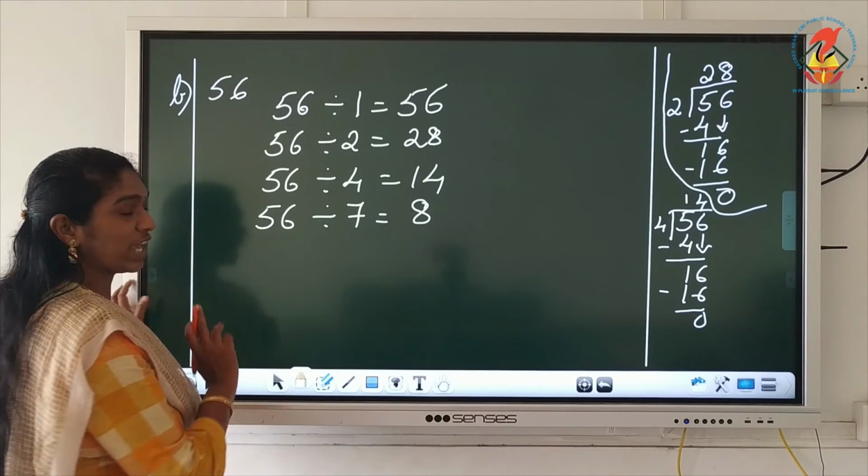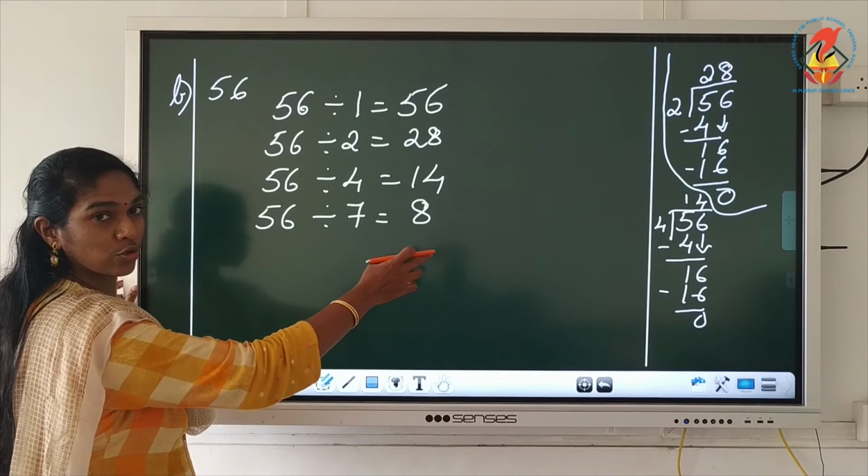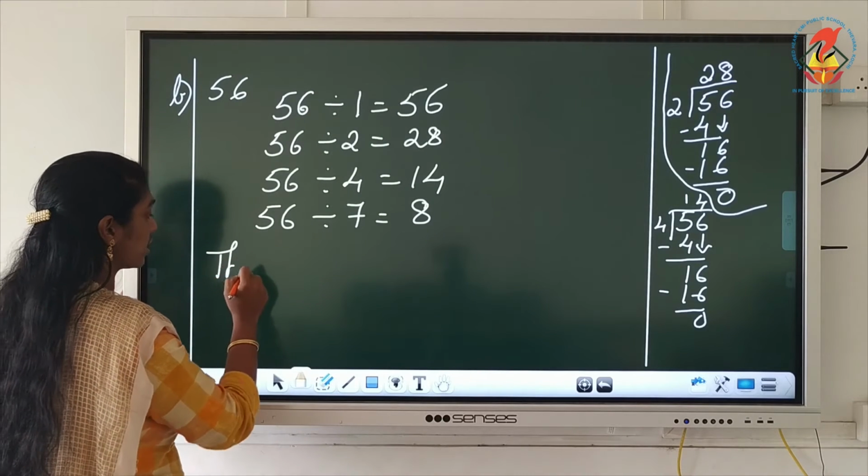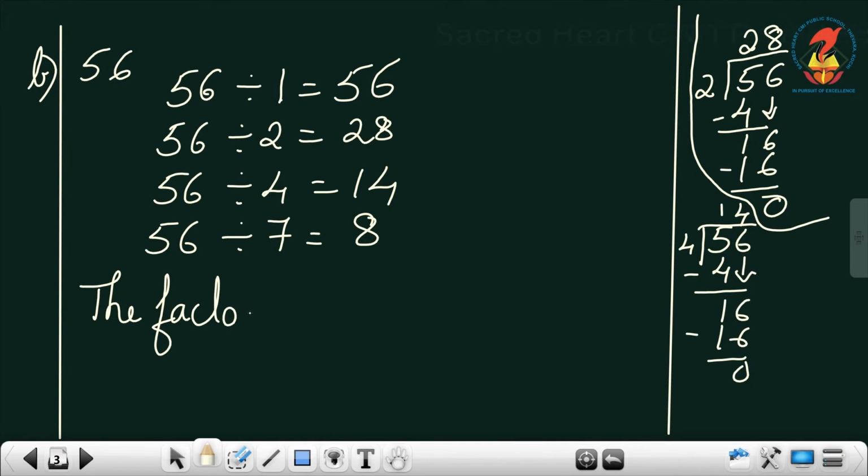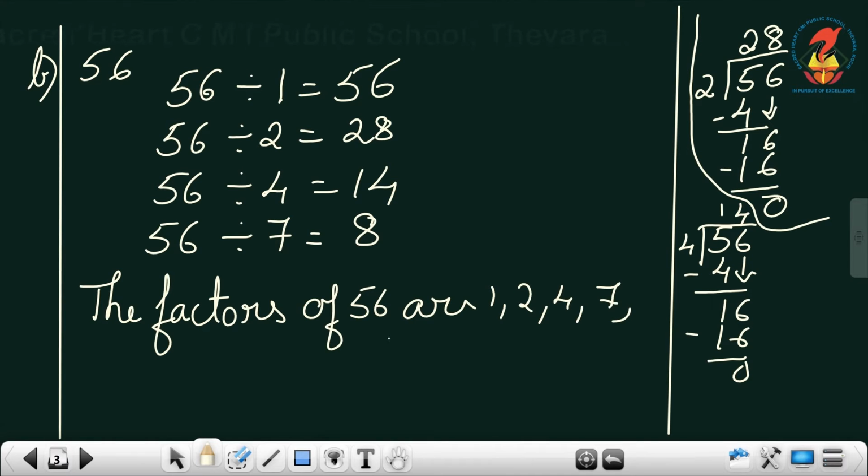Now, again coming to 8's table. We are getting a repetition over there. So, write the factors of 56 are. Start from here. 1, 2, 4, 7, 8, 14, 28 and 56.